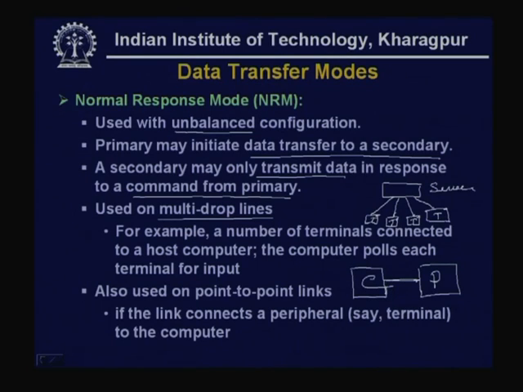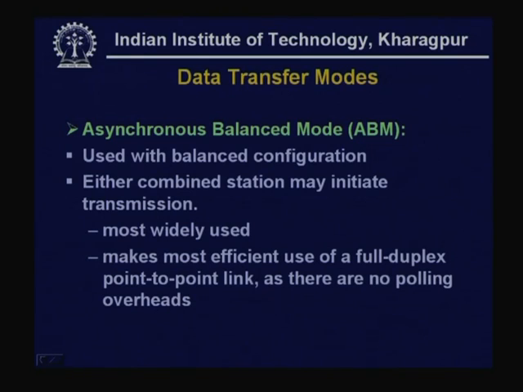Coming to the second data transfer mode, asynchronous balanced mode. Here you use the balanced configuration. As its name implies, it can be used only with balanced configuration. So either of the combined stations may initiate transmission. Here you have two machines, both of combined type, and obviously data transmission can be initiated by either of them. This is possibly the most widely used technique, and it makes most efficient use of a full duplex point to point link, as there are no polling overheads.